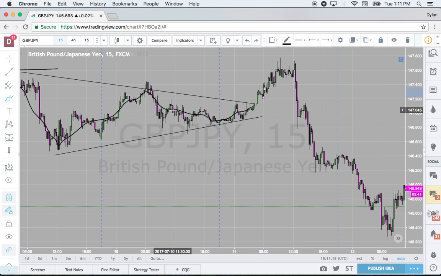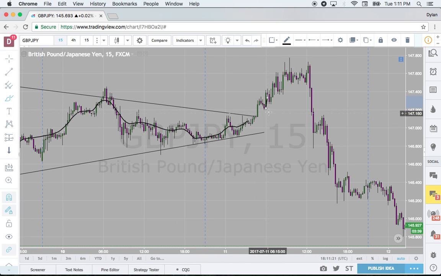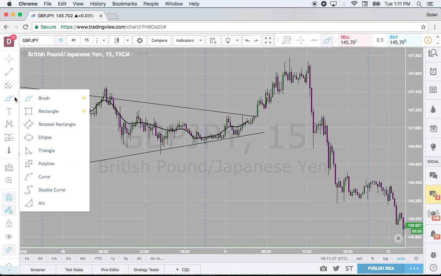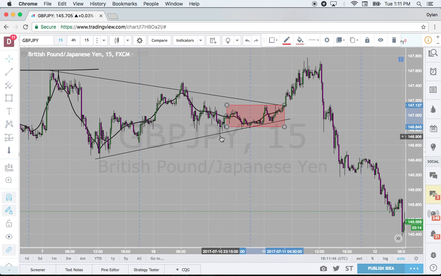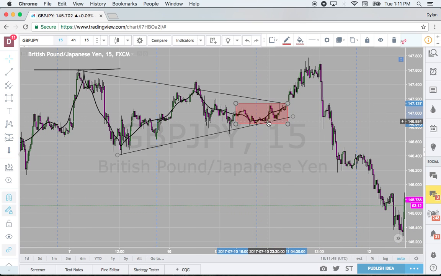You'll see the tip of this wedge will form in Asian session. Asian session we know to be the session in which we have that consolidation period, and it would make sense that the tip of the wedge would form in Asian session, for that consolidation, the very tight range of consolidation.